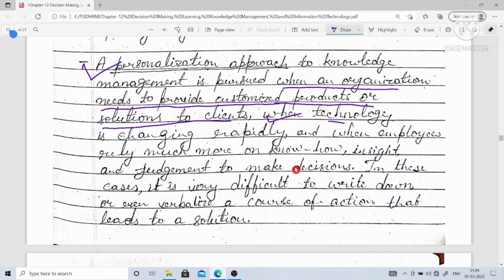It means whenever things are uncertain, when the environment is unknown, and in cases where changes are frequent, when with the passage of time many changes happen in the environment, then we need the personalization approach to knowledge management.